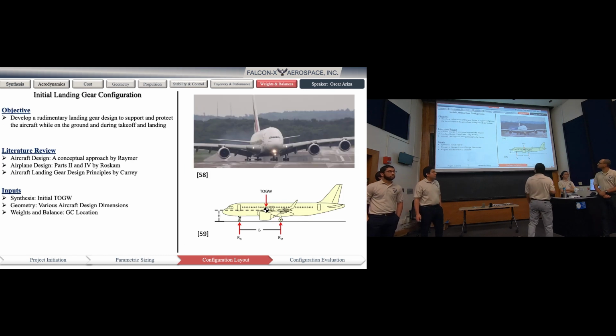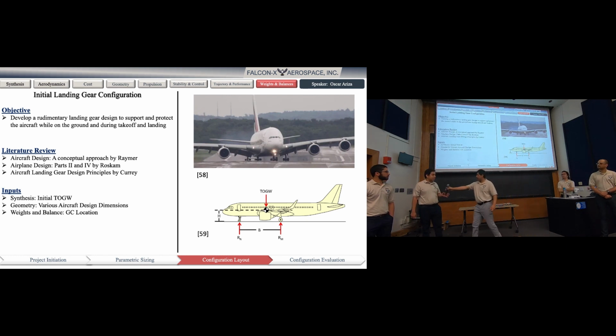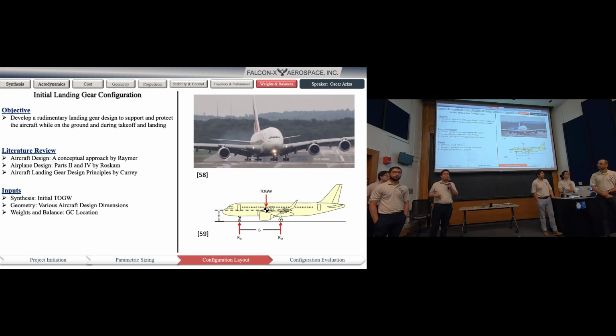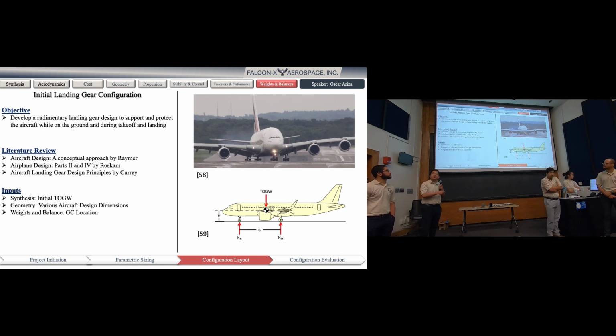Slide. All right, so another hard volume to assess during this configuration layout is the landing gear, and this is designed with the intent of supporting and protecting the aircraft while it's on the ground and during certain flight phases, especially takeoff and landing. And this image I think could completely encapsulate it, because this aircraft is not landing straight, so it has some yaw, and you can see that one side is higher than the other for the engine, so it's going to have some roll. So these are very important things to take into consideration.